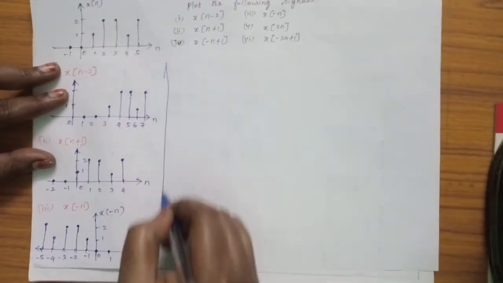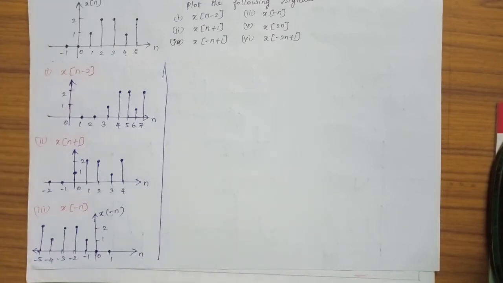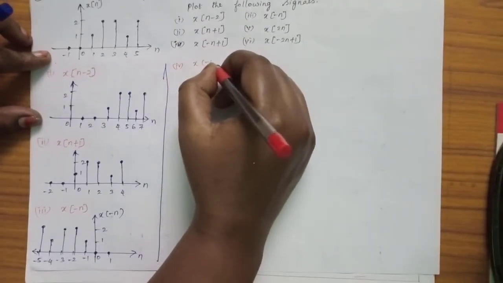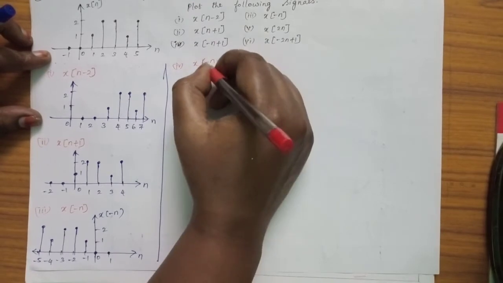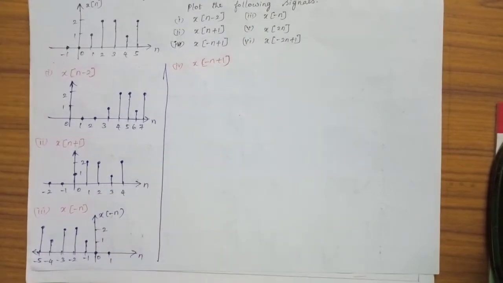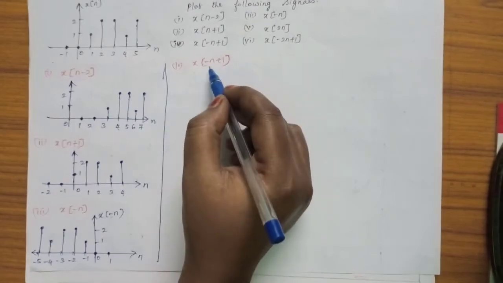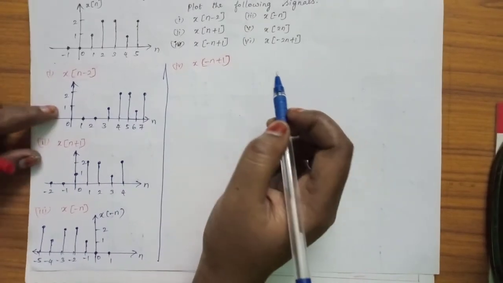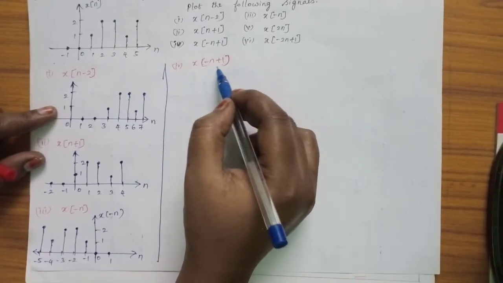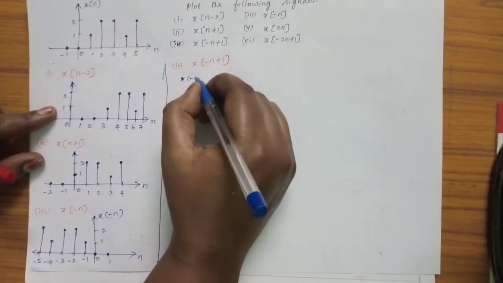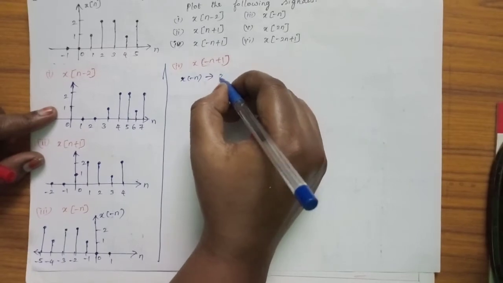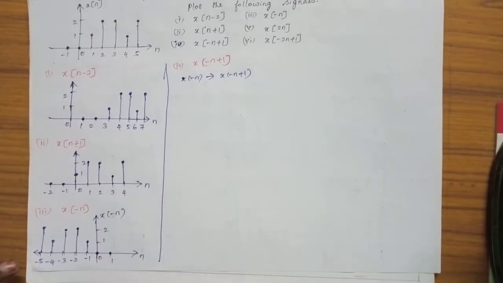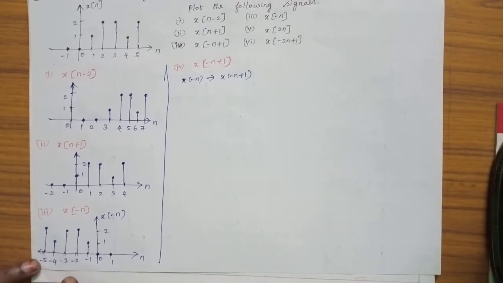So next we will do x[-n+1]. In this case we have to perform time reversal as well as time shifting operation. So for that we need to first plot x[-n] and then x[-n+1]. We already have x[-n] here.